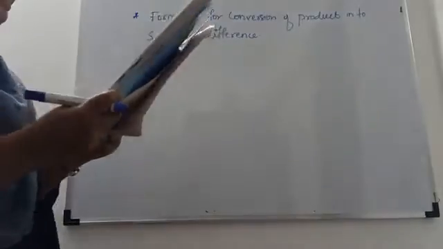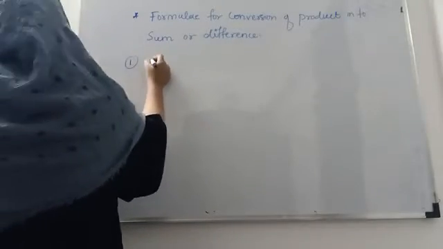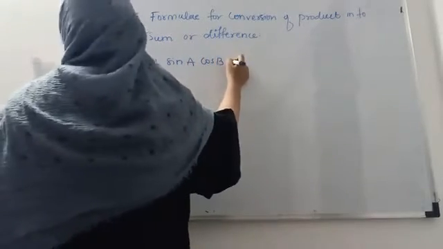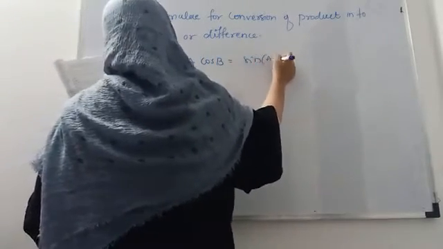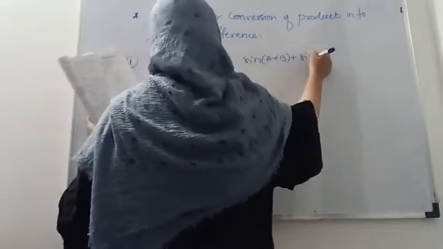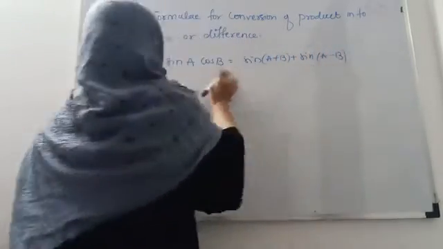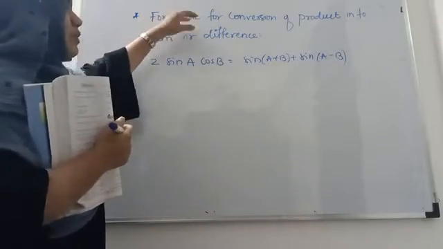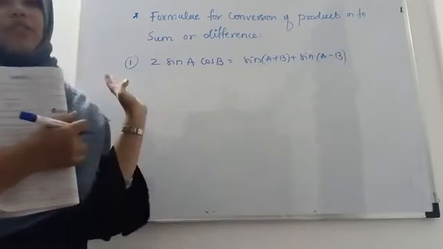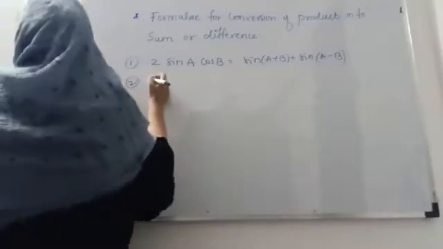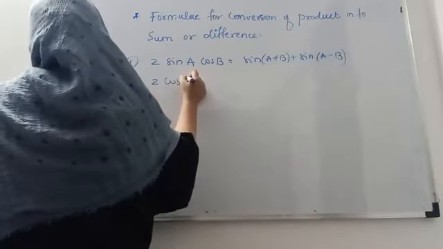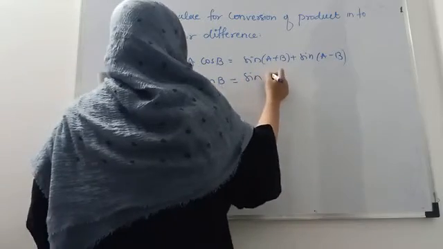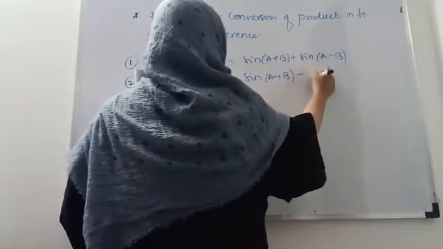So for any angles A and B, the first one is 2 times sin A cos B is equal to sin A plus B plus sin A minus B. This equation we have seen. Okay, just now we have seen what sin A plus B was, what sin A minus B was, and we added both. So we have got that. The second one is 2 times cos A sin B is equal to sin A plus B. Instead of addition, we will use subtraction.